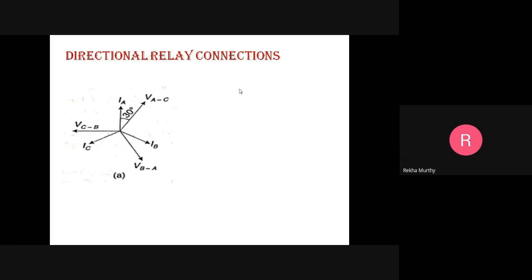The relay will be designed in such a way that it develops maximum torque when its current and voltage are in phase. With the present connection, this condition is satisfied when the system power factor is around 0.866 lagging. Next, coming to the 90-degree connection. The 90-degree connection is much better. It is going to give better performance under most circumstances.